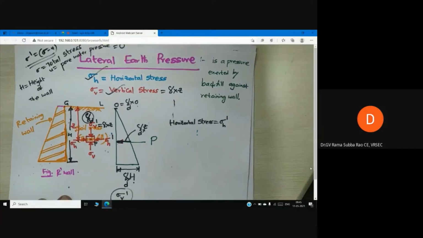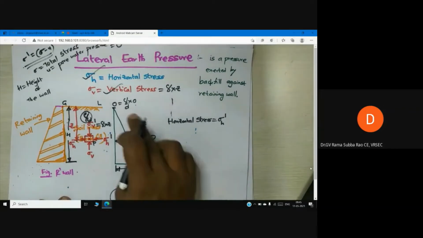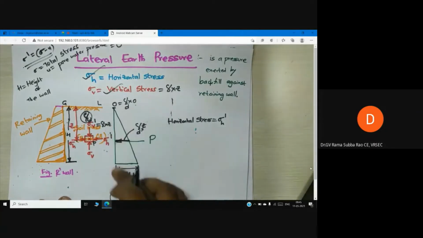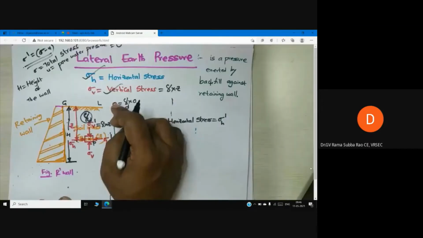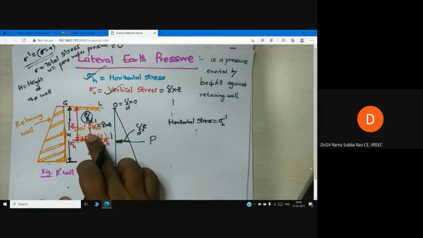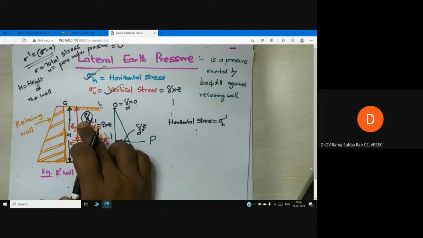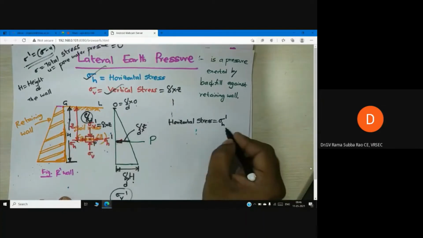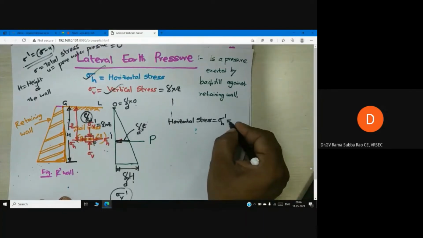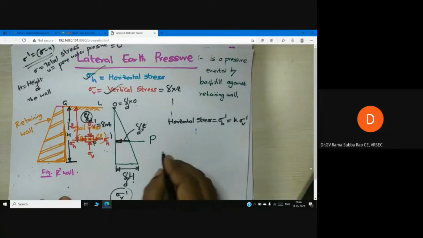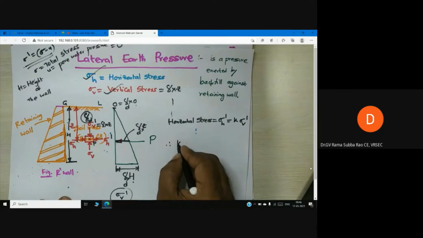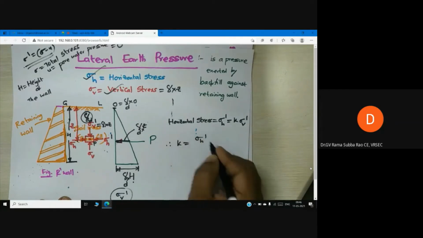Sigma V dash, I know. This is the variation of vertical stress from top to bottom behind the retaining wall. Behind the wall, the vertical stress is distributing due to its self weight, gamma is self weight. Now horizontal stress we need to calculate. Horizontal stress is equal to K into vertical stress. So in other words, K is equal to sigma H dash by sigma V dash.